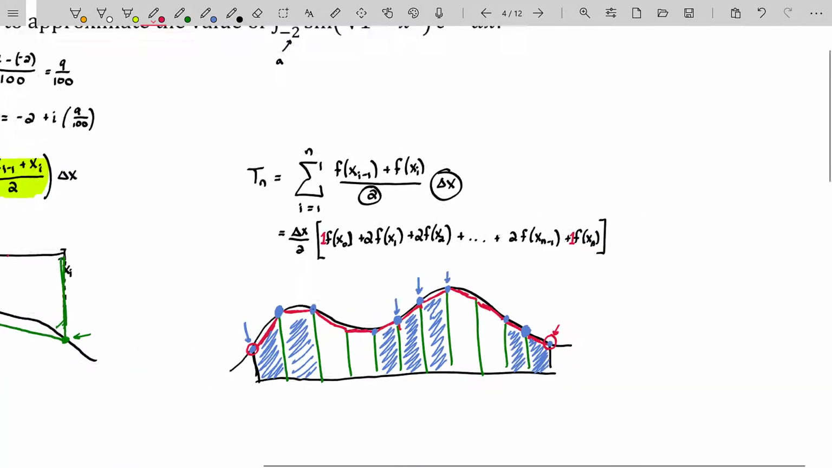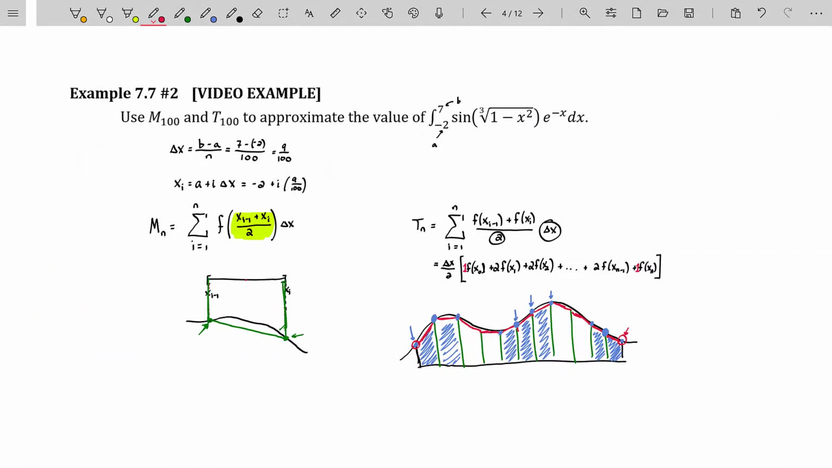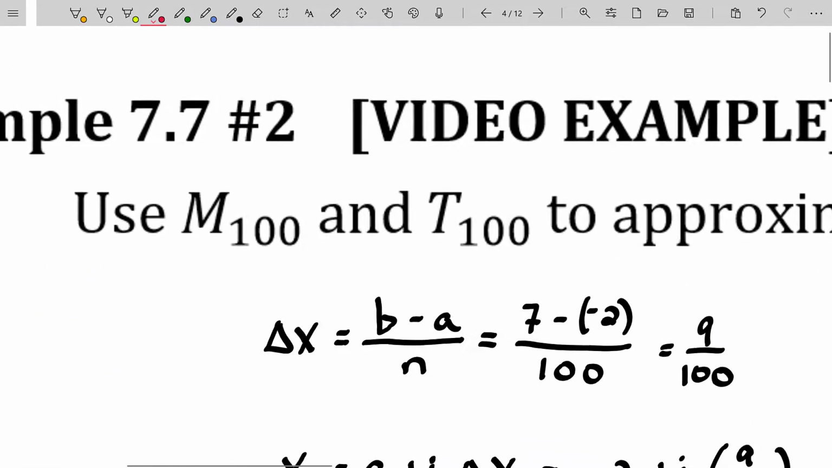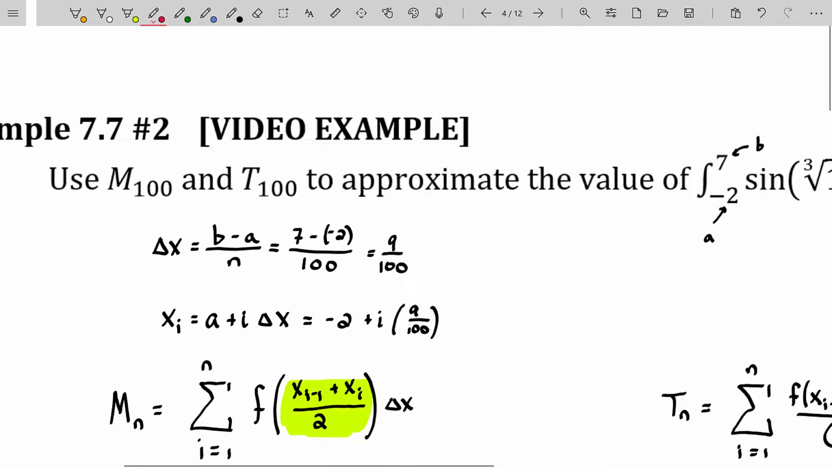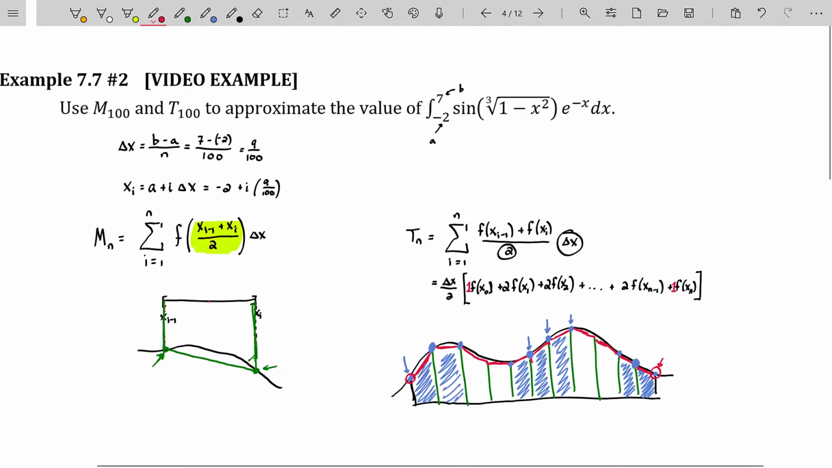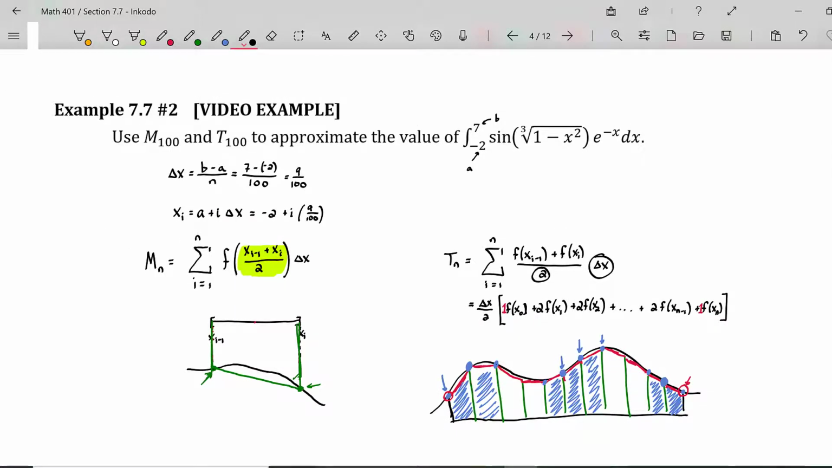Anyhow, let's see how you can use technology to help you compute the midpoint rule and the trapezoidal rule with 100 slices, or however many slices you want to use. Actually, before we hop over to Desmos, because I was about to go over there and I realized it might be nice to have a conversation here.